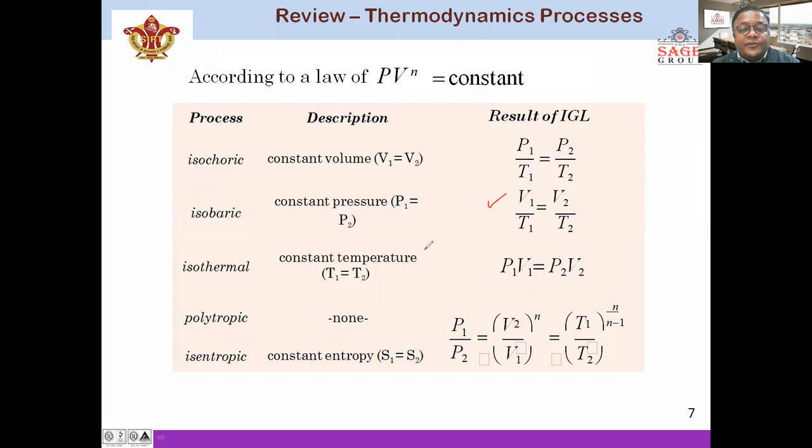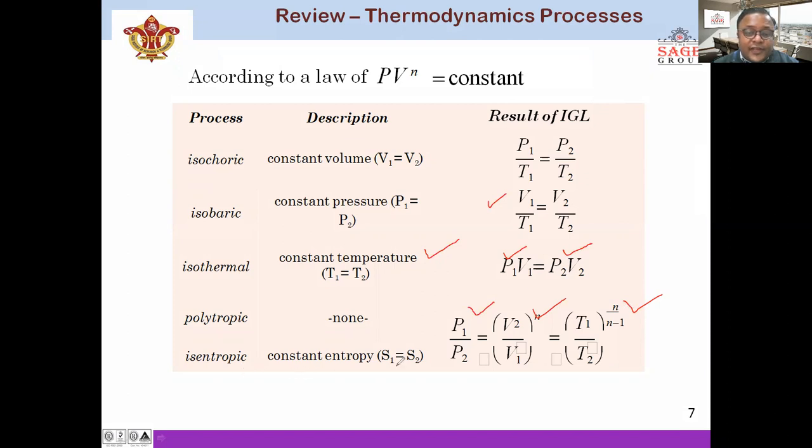Isothermal process, where the temperature remains constant, is called PV = C, also P1 V1 = P2 V2. And the polytropic process, where no parameter is constant, but the relationship is P1/P2 = (V2/V1)^n = (T1/T2)^(n/(n-1)). These are the fundamental formulas used in the polytropic process.